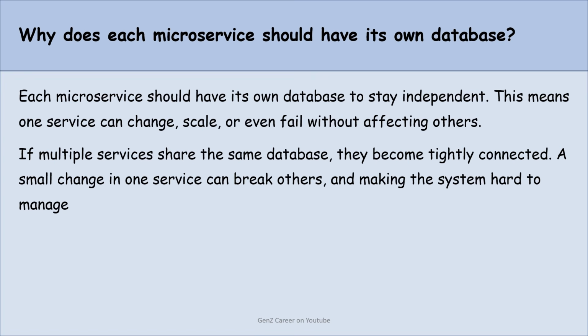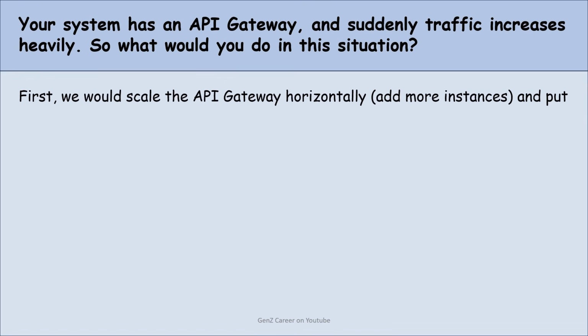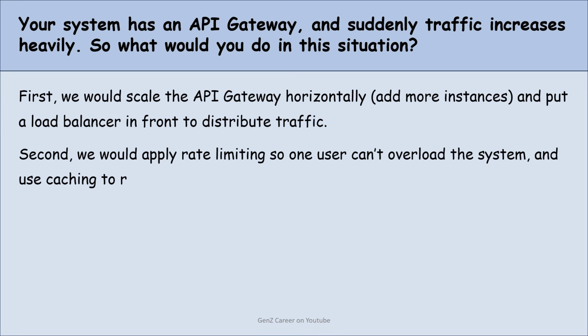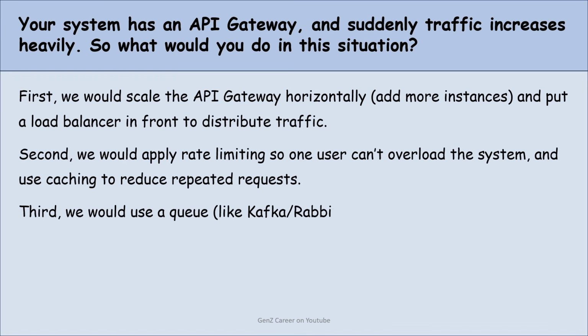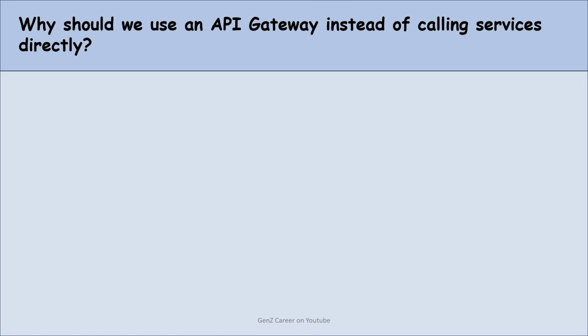Next question is, guys, your system has an API gateway and suddenly traffic increases heavily. So what would you do in this situation? First, we would scale the API gateway horizontally, add more instances, and put a load balancer in front to distribute traffic. Second, we would apply rate limiting so one user cannot overload the system, and use caching to reduce repeated requests. Third, we would use a queue like RabbitMQ or Kafka for heavy operations so requests don't fail immediately.